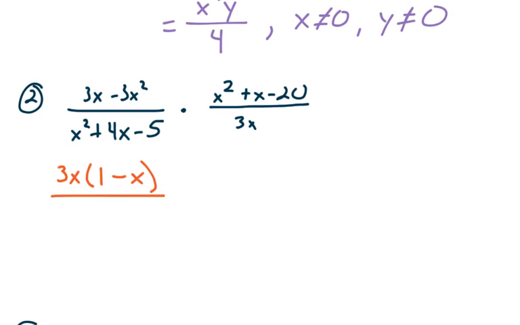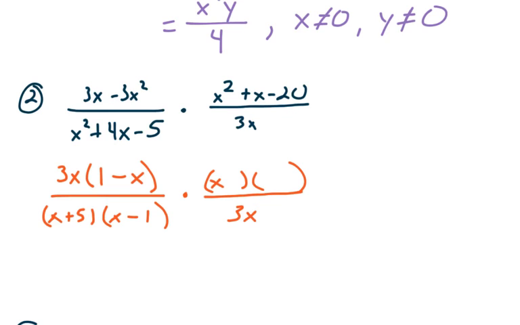And then let's factor the bottom of that first fraction. We're going to have x squared plus 4x minus 5. We need two numbers that multiply together to get negative 5 and add together to get 4. Those would be positive 5 and negative 1. The denominator, I'm going to have 3x on the bottom. That's simplified as far as we can go. And the numerator, we need two numbers that multiply together to get negative 20 and add together to get positive 1. That would be positive 5 and negative 4.